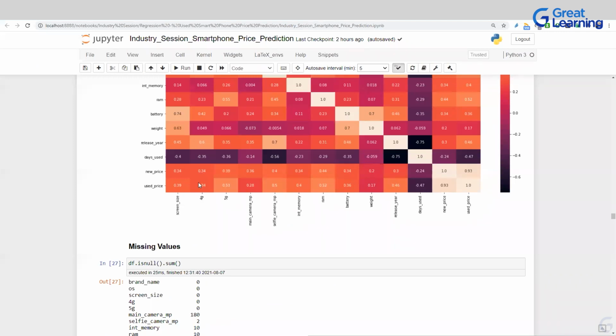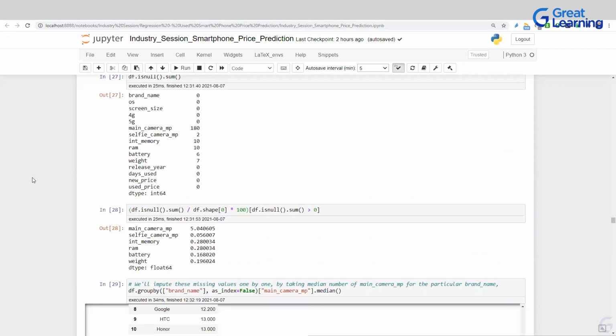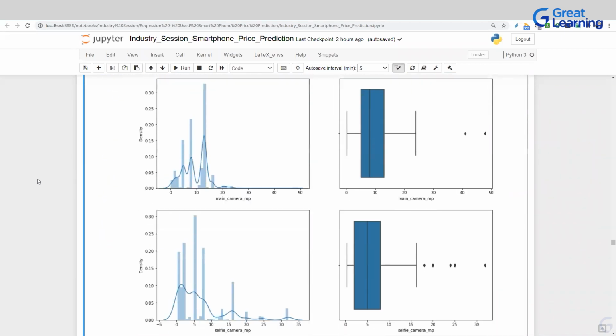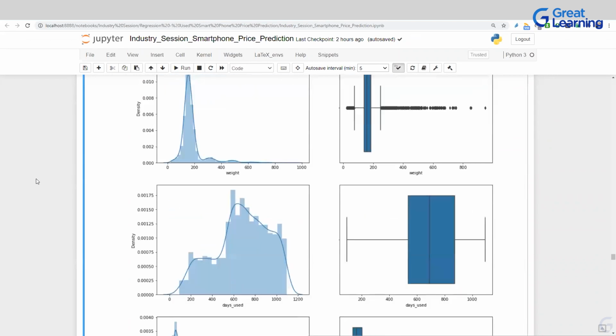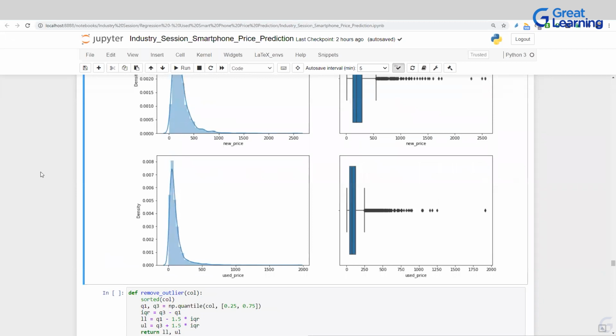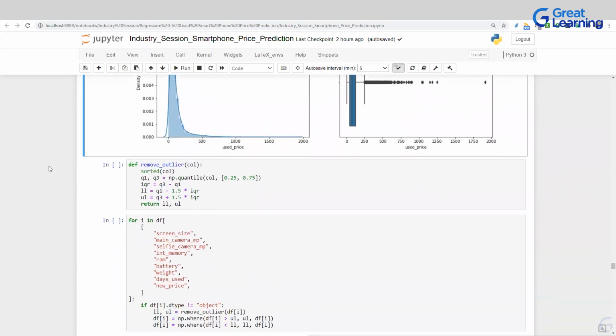The more number of days the phone is used, the lower the price is. And then everything is less than 0.5. Probably 0.5 is RAM and 5G. But we see that there is not much of a relationship, right? There's no significant relationship as such. So linear regression might not be a good fit for this kind of data because there is no significant linear relationship between the dependent and independent variables.